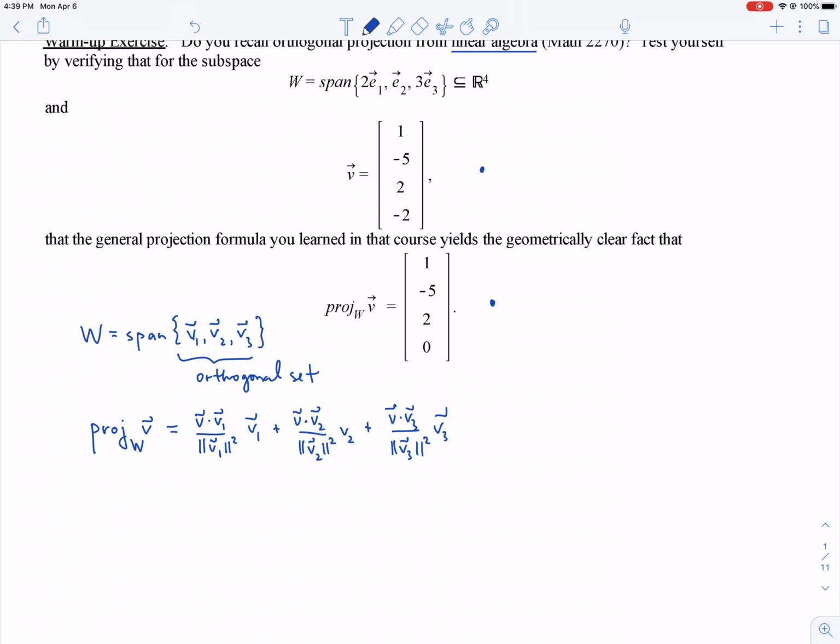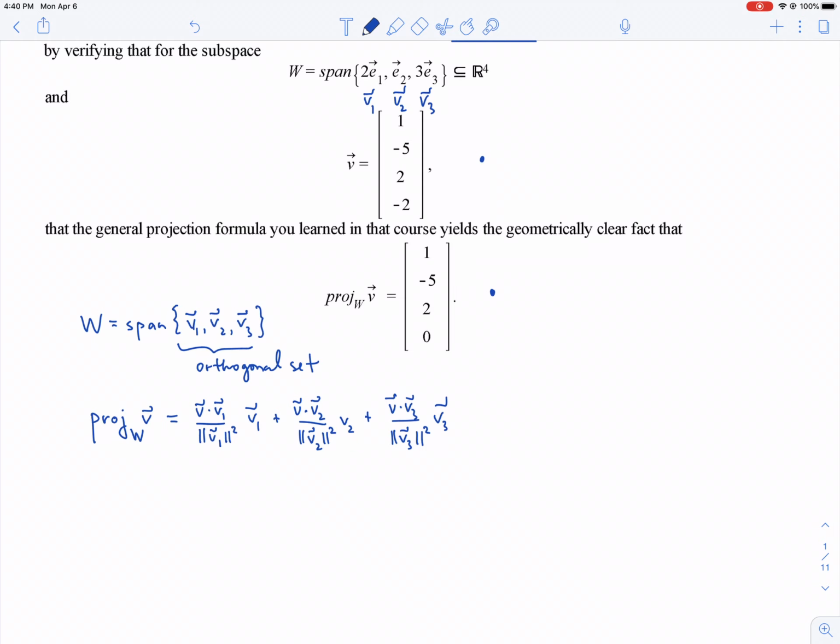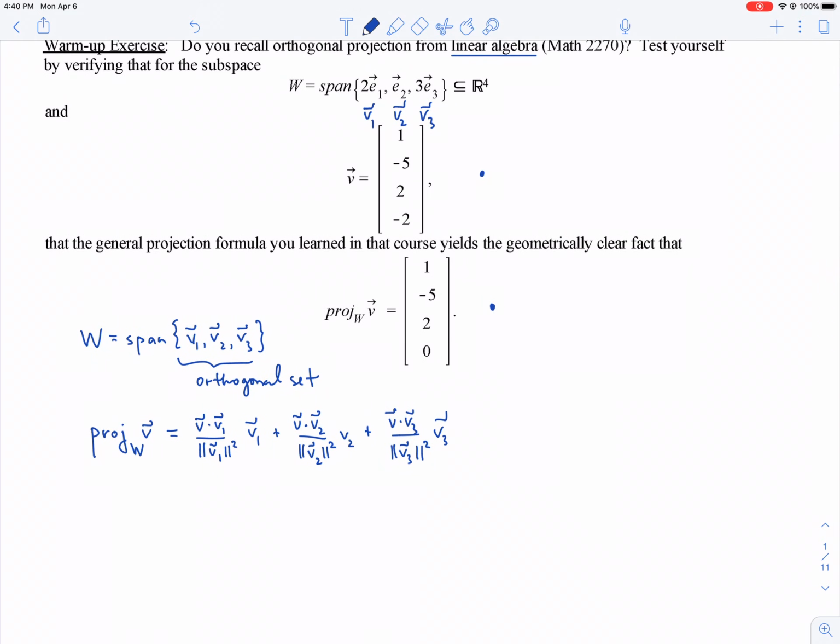Okay, so v1 was 2E1, v2 was E2, and v3 was 3E3. So, when I do v dot v1, I'll just get 2 times 1 from the first entry, plus 0, plus 0, plus 0. So v dot 2E1 is 2. The magnitude of v1 squared is 4, 2 squared.